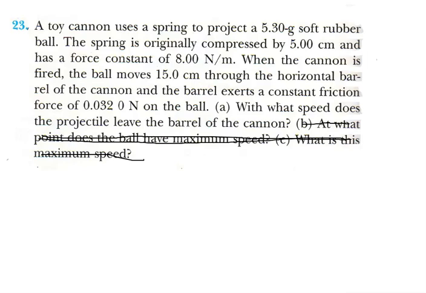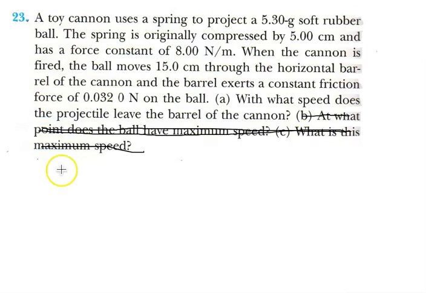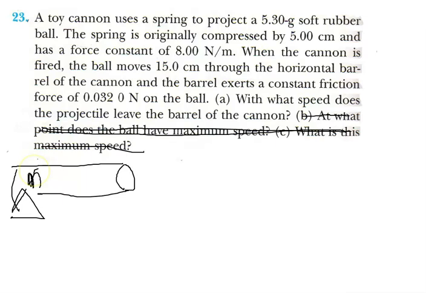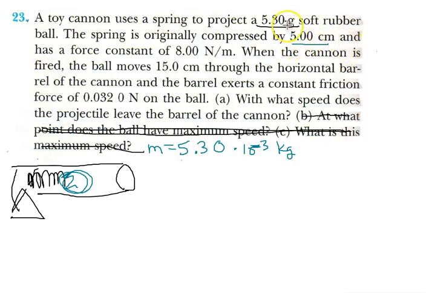All right, so we have a toy cannon, like a, I don't know, Nerf gun or whatever. Anyway, there's a spring to project, and you got to be careful here because they're trying to be realistic. That means the mass is in grams, right? It's a Nerf thingy. So it's 5.3 times 10 to the minus 3 kilograms. The spring is originally compressed by, again, got to convert, by 5 centimeters.